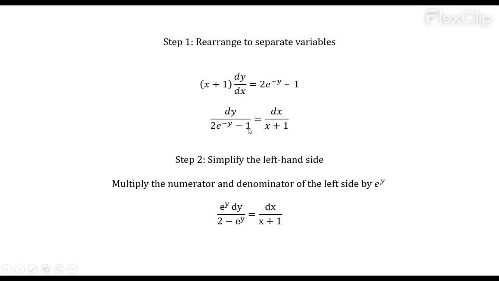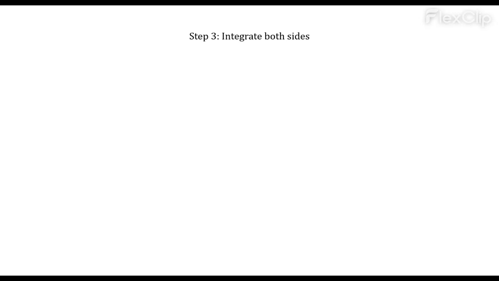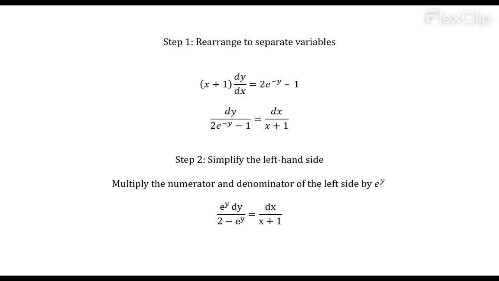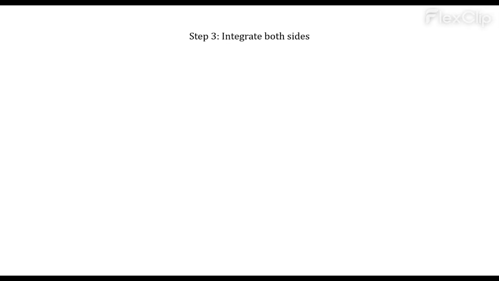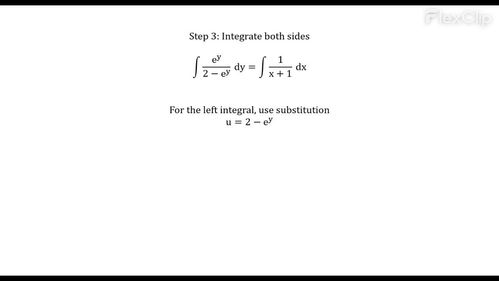So let's move on. Next step is to simply integrate both these sides. Okay, so let's integrate. So e raised to y upon 2 minus e raised to y dy is equal to the integration of 1 upon x plus 1 dx. So for the left integral we use the substitution u equal to 2 minus e raised to y.